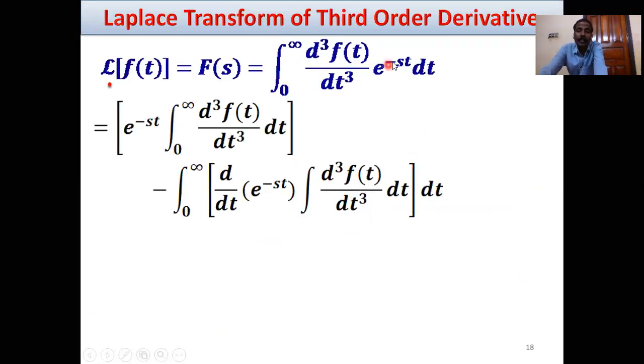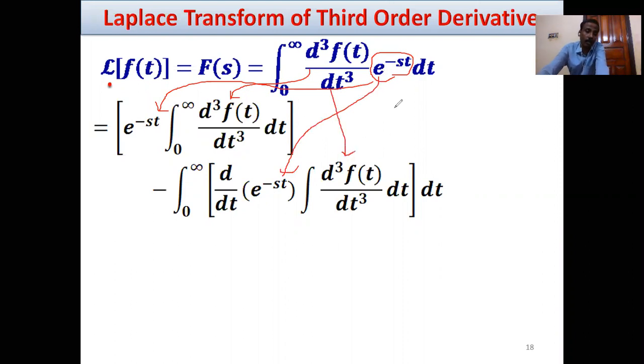What is the integration? This is the first function, and the second function is integrated from 0 to infinity. Again, first function derivative, and second function integration. This is the UV method, integration by parts. So e to the power minus st, from 0 to infinity, d3f(t) by dt3 dt, minus the integral from 0 to infinity of the first function's differentiation, d/dt of e to the power minus st, into the integration of d3f(t) by dt3 dt, whole into dt. This is the form of UV.